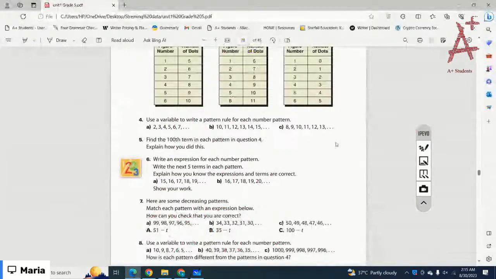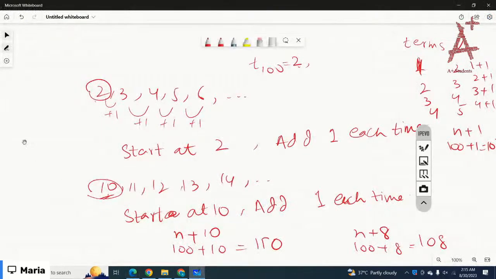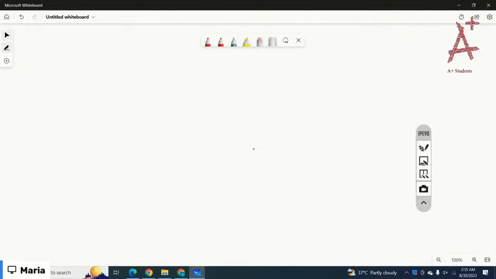Okay, let's start with question number 6. Write an expression for each number pattern. Write the next 5 terms in each pattern. Explain how you know the expressions and terms are correct. Show your work. Let's start with question number 6: 15, 16, 17, 18, 19. You have to write the next 5 terms, right?